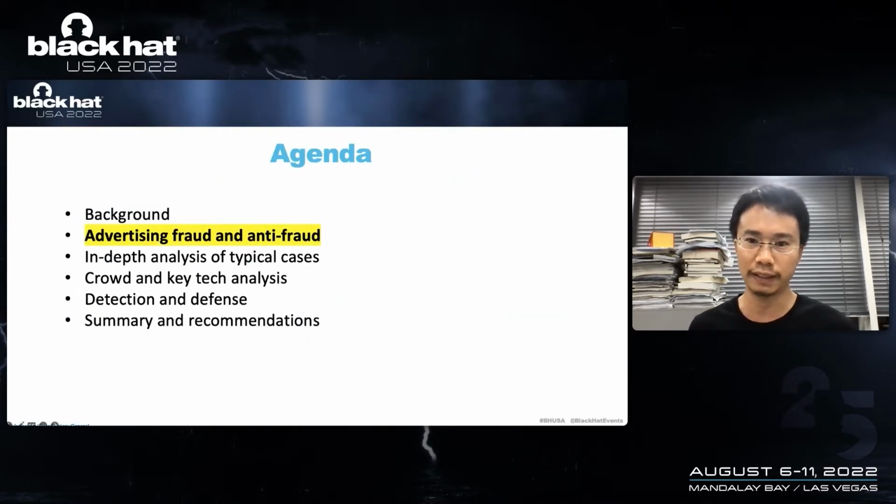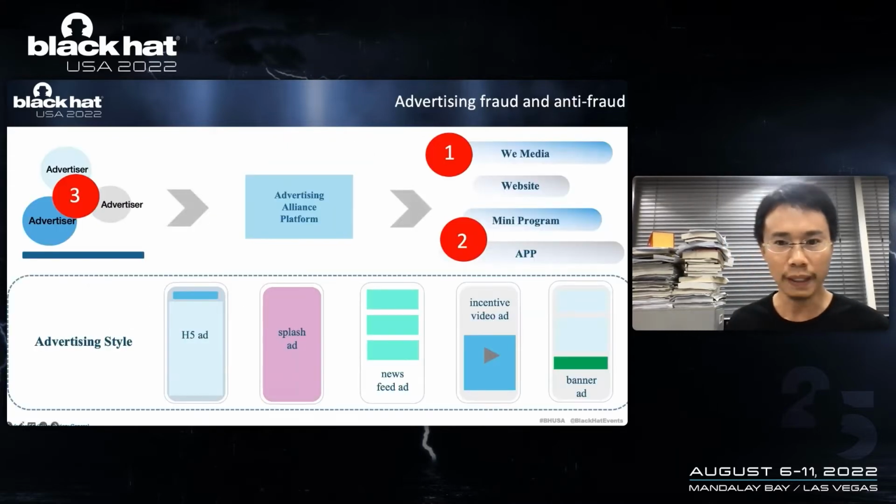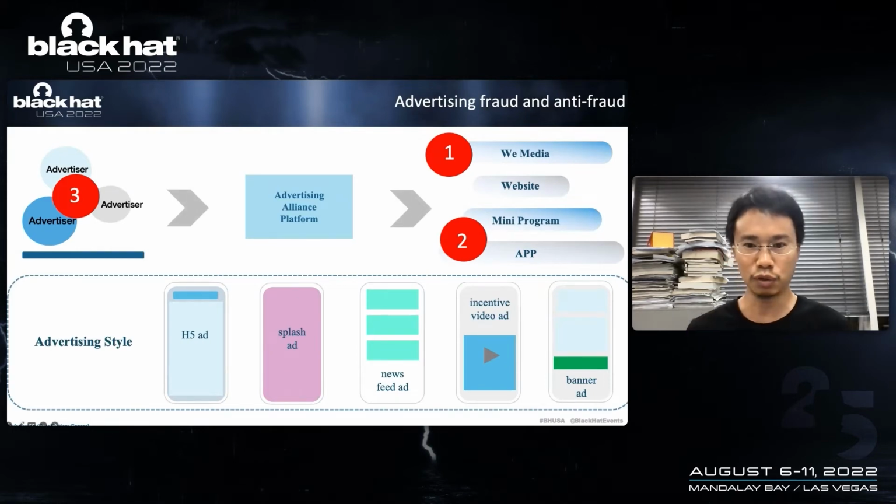Then I will explain where advertising fraud occurs. The most common advertising fraud occurs between the media and the advertising platform. The media wants to deceive the platform to obtain improper profit shares. We have selected 2 typical advertising fraud cases. I marked 1 and 2 in this page.